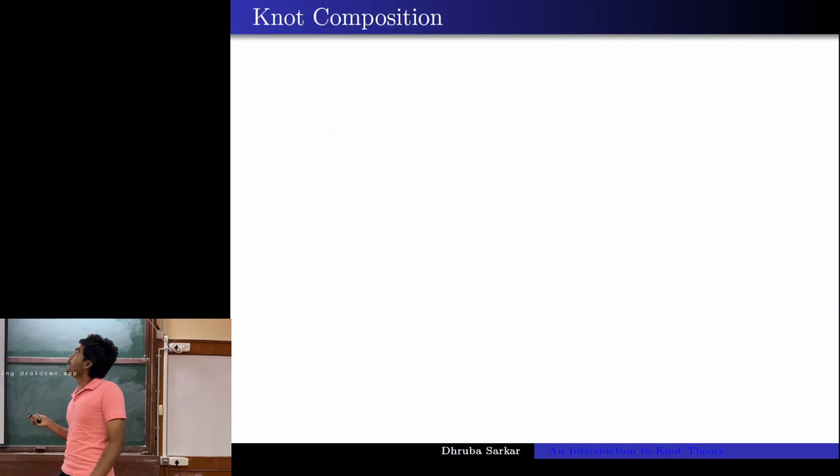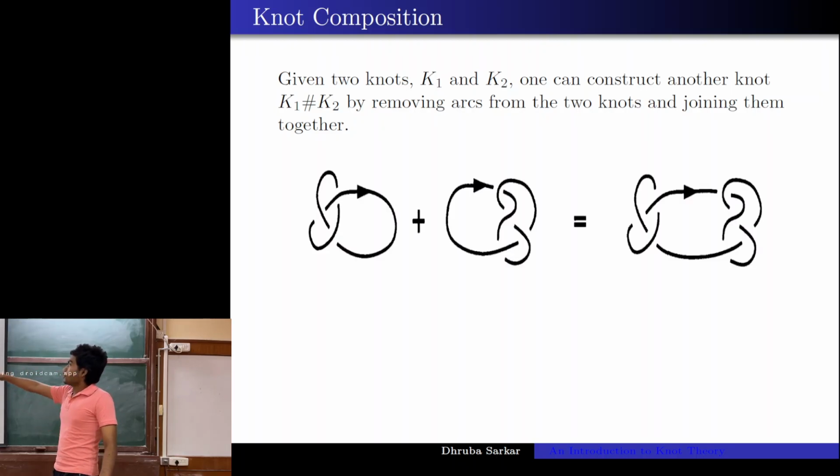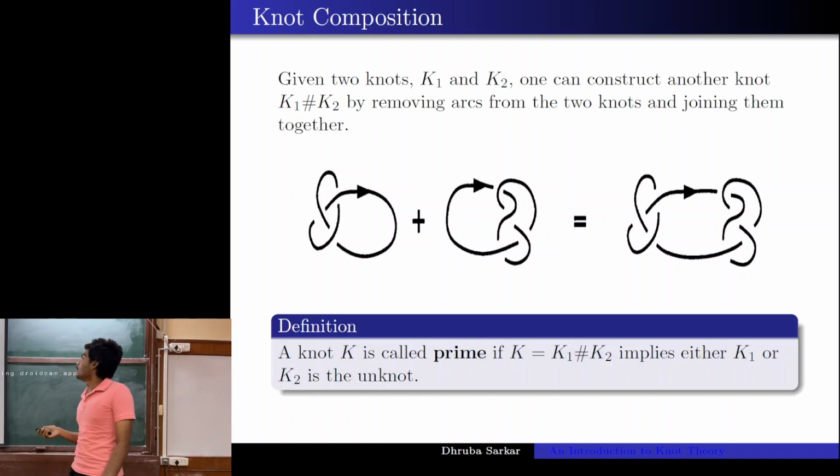So before we look at our first knot invariant, let's define something called knot composition. Given two knots K1 and K2, we can construct another knot named K1 # K2, which is constructed by removing arcs of the two knots and joining the corresponding ends together. For example, you can see it right here. You have these two arcs, you cut a part of these two arcs and then rejoin them like this. This is what you define as knot composition or knot sum.